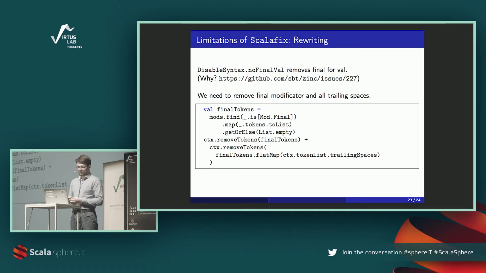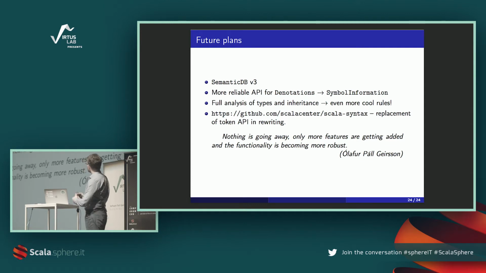Okay, and at the end, I will list the future plans for Scalafix. Olaf had the talk before me about SemanticDB version 3. It should improve the semantic information in Scalafix. It will allow more cool rules to be implemented, and the annotations are now symbol informations. Yes, it will be more reliable. It will contain more possibilities and just more stuff.